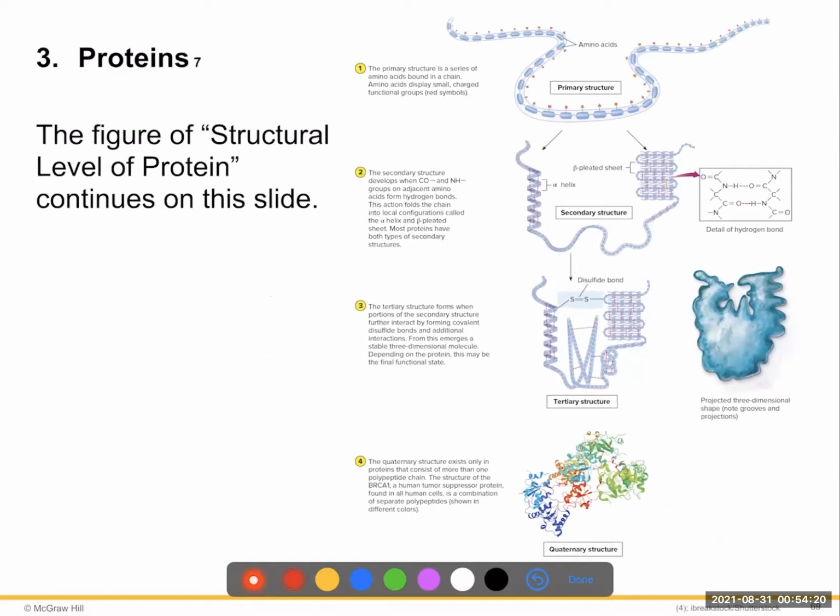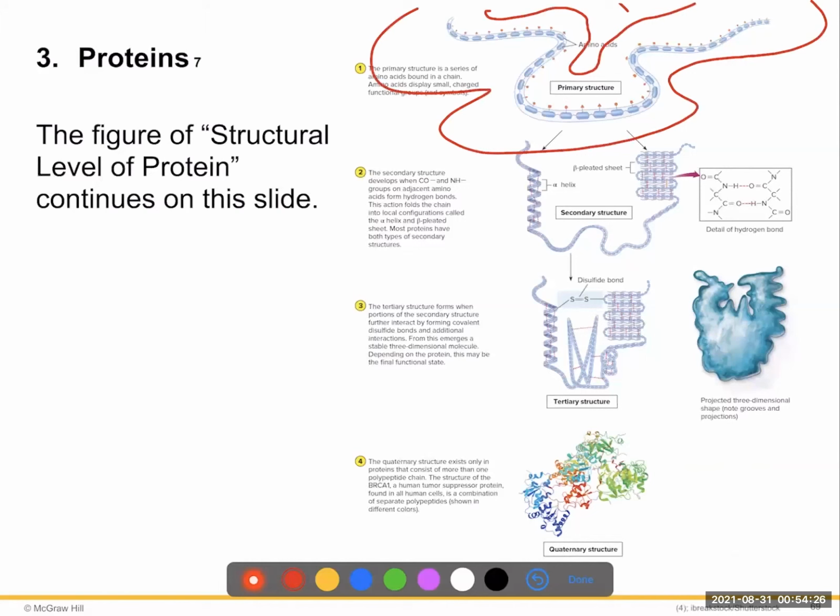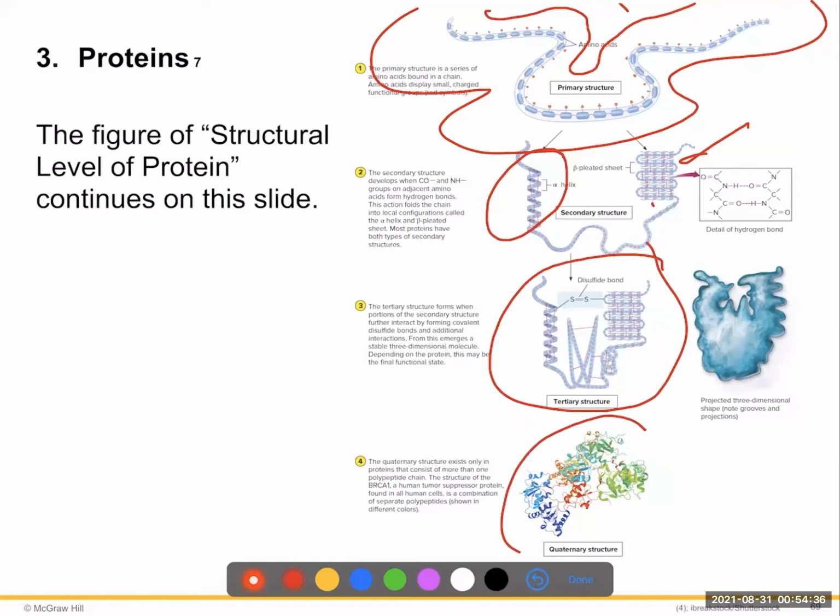Okay, so here's your primary structure. This is just your line, right? Here's your secondary structure. They start to form this alpha helix, or they'll form a beta pleated sheet on this side. And then they form a three-dimensional structure. Okay, then more than one of them come together to form the quaternary structure, the overall active structure.